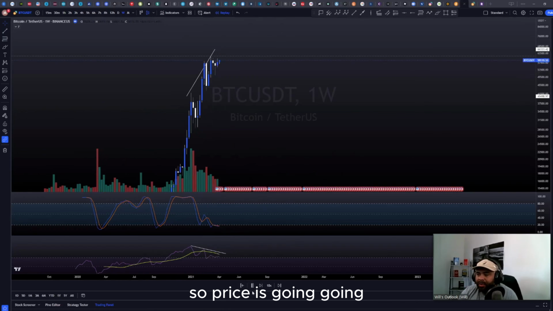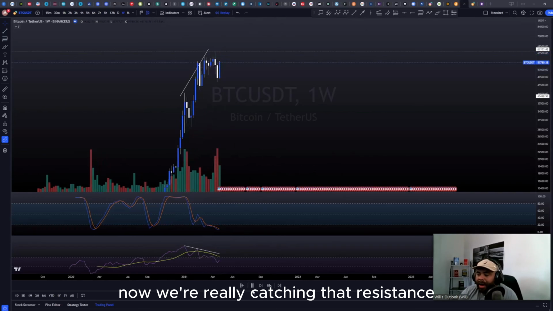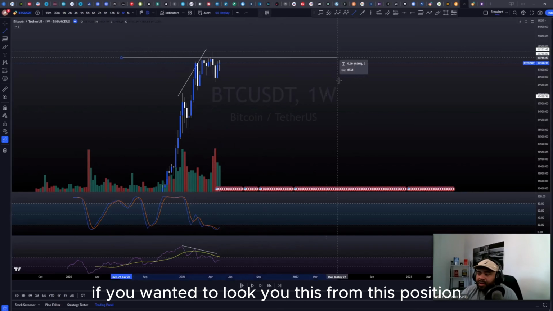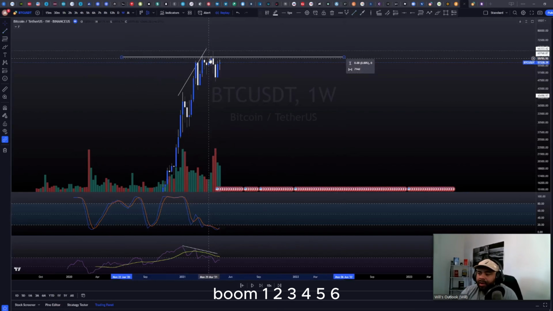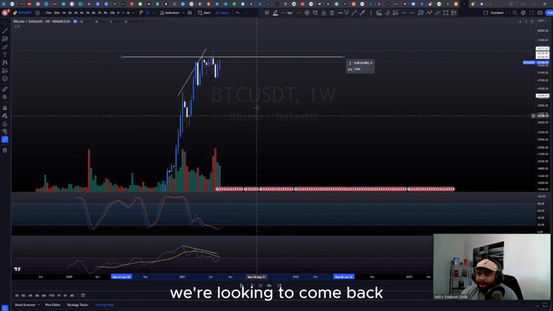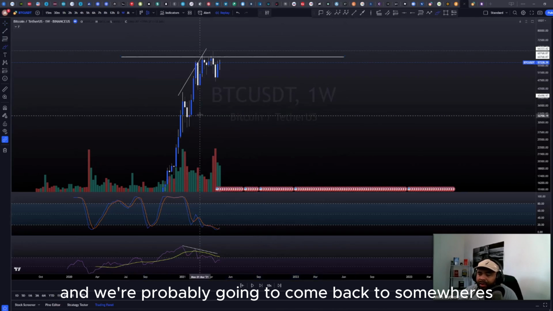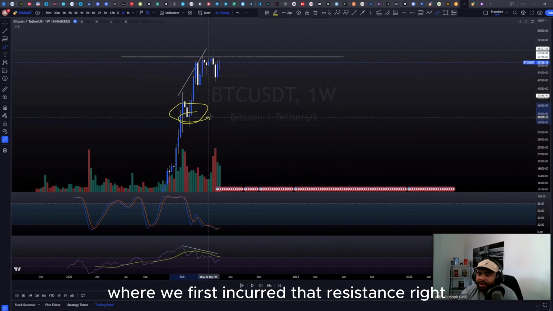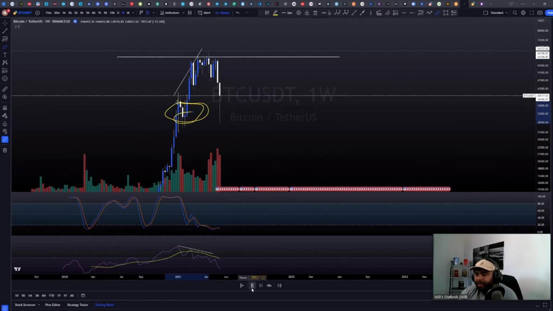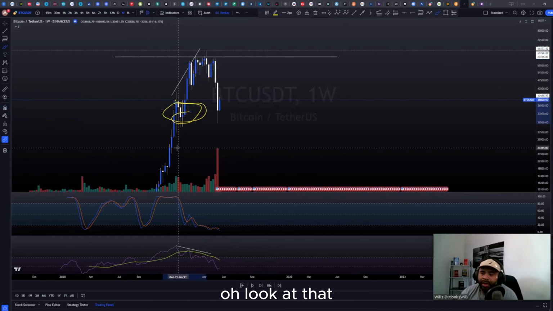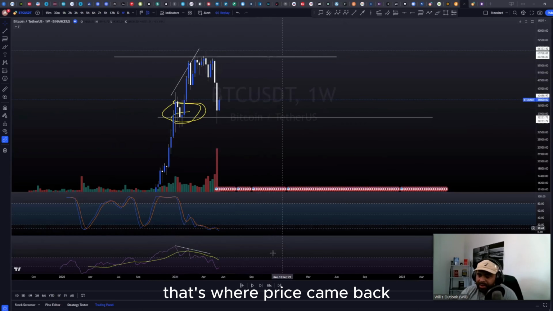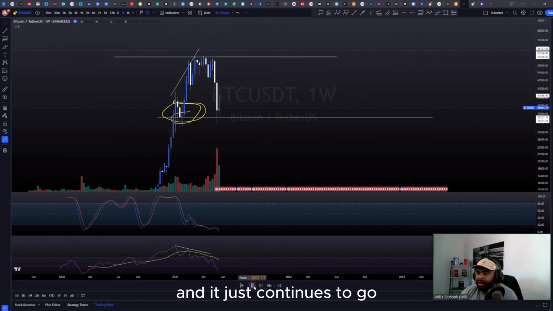So price is going, and now we're really catching that resistance, right? So if you wanted to view this from this position, boom, 1, 2, 3, 4, 5, 6. We have so much resistance here, right? We're looking to come back, and we're probably going to come back to somewhere where we first incurred that resistance, right? So we're going to continue to play through, and boom, we hit the price zone. Look at that, right across the bottom. So it's right where we were going to hit that resistance. That's where price came back, and it just continues to go.